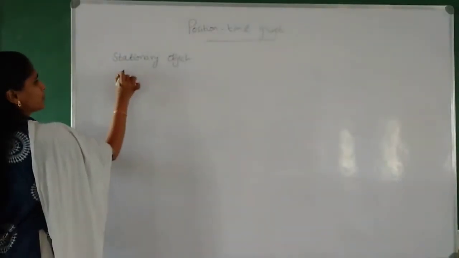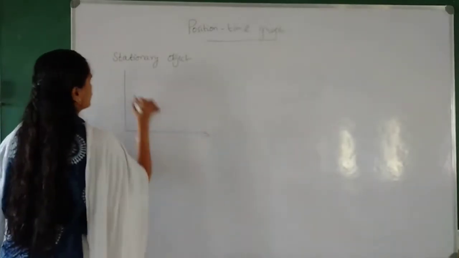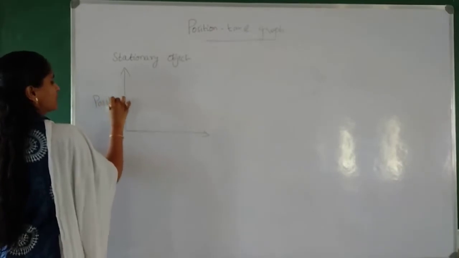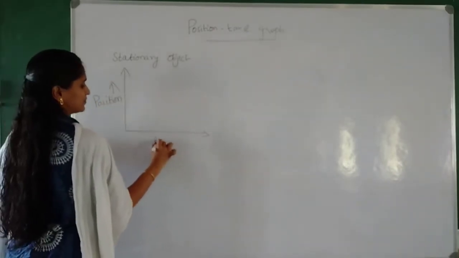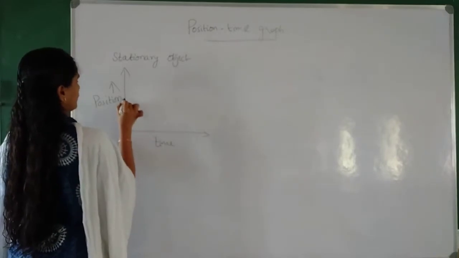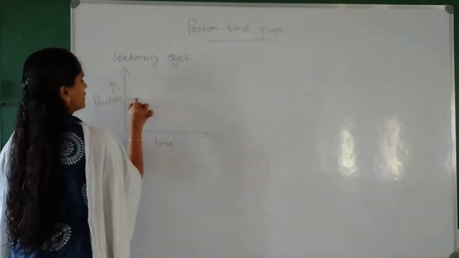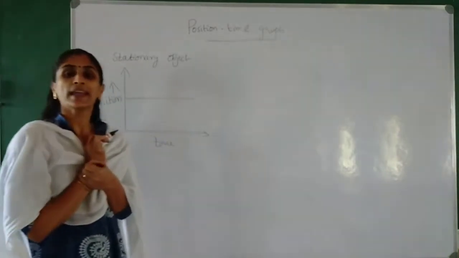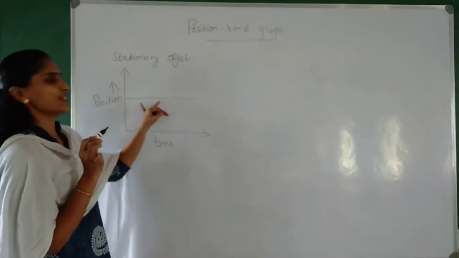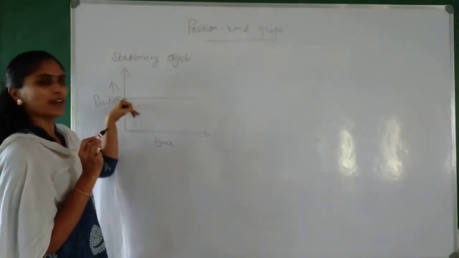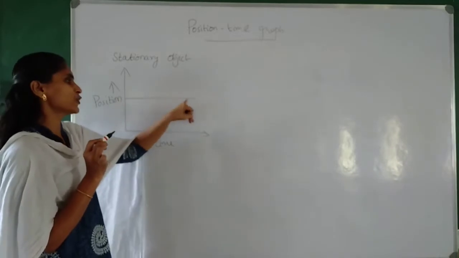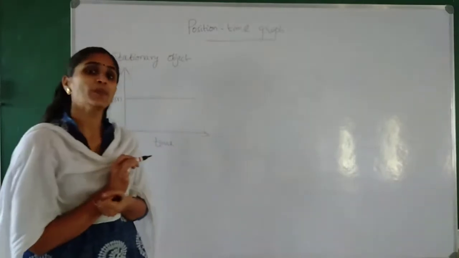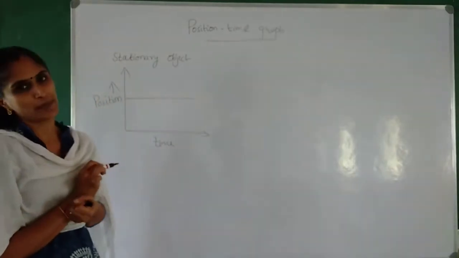No. So if we are plotting the position time graph, we will get a straight line parallel to time axis, because at each and every instant position remains same. At t is equal to 0 second, this is the position. At any instant of time, position remains same. So position time graph of a stationary object will be a straight line parallel to time axis.